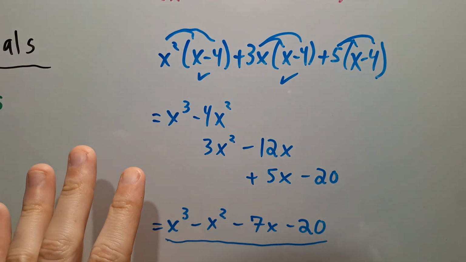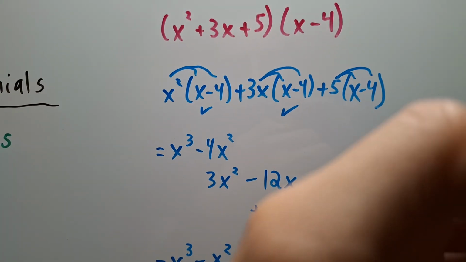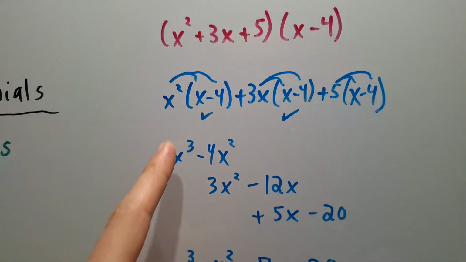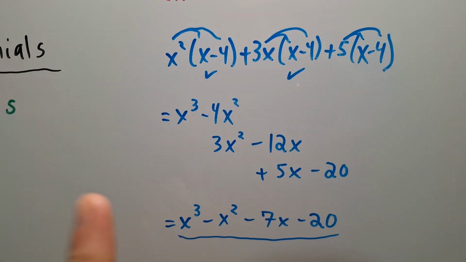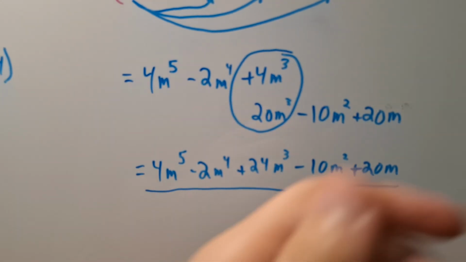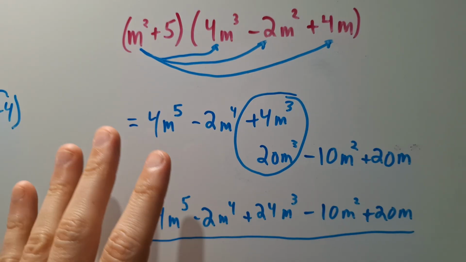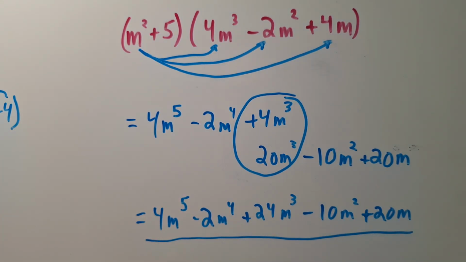Either technique used, whether you decide to treat one of these polynomials as a single quantity and distribute it to every term in the second polynomial and then combine like terms as such, that technique does work. If you are more comfortable with this approach, by all means, either one will give you the same answer. And that is the foundations of multiplying polynomials together.